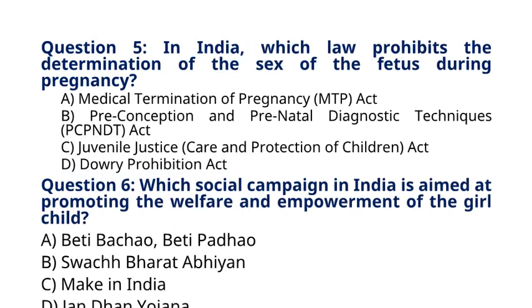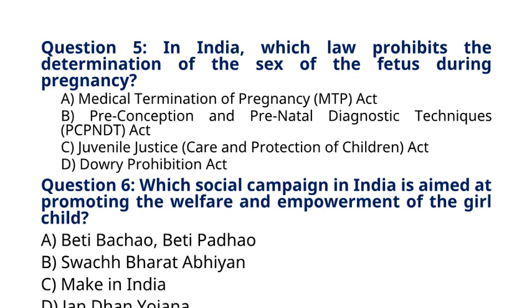Question 5. In India, which law prohibits the determination of the sex of the fetus during pregnancy? A. Medical Termination of Pregnancy, MTP, Act. B. Preconception and Prenatal Diagnostic Techniques, PCPNDT, Act. C. Juvenile Justice, Care and Protection of Children, Act. D. Dowry Prohibition Act. The correct answer to question 5 is option B. Preconception and Prenatal Diagnostic Techniques, PCPNDT, Act.